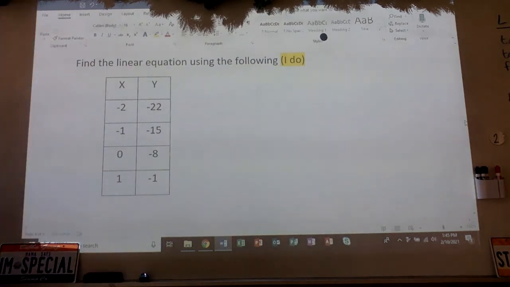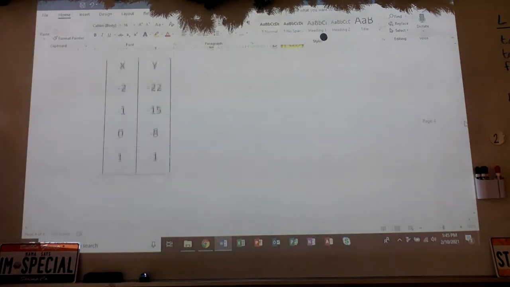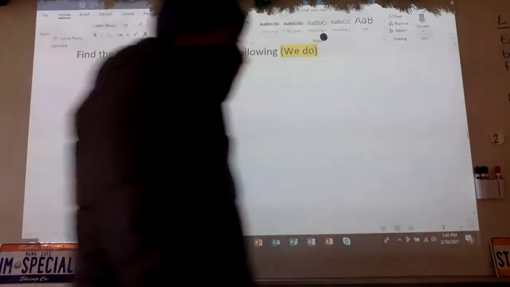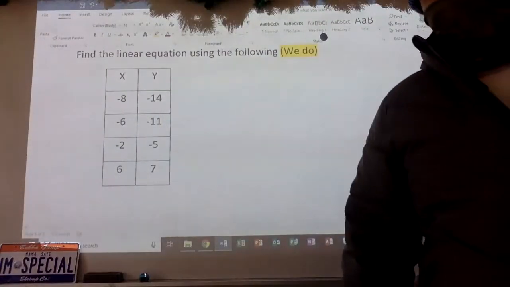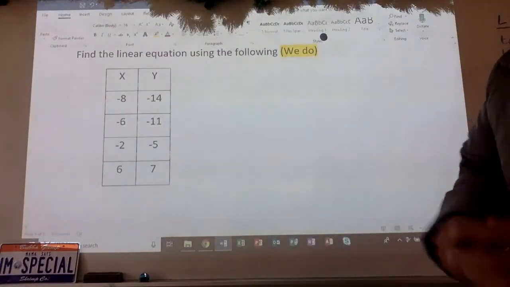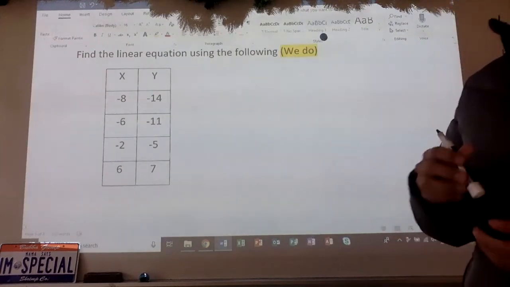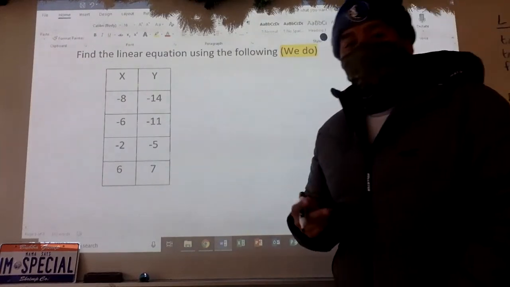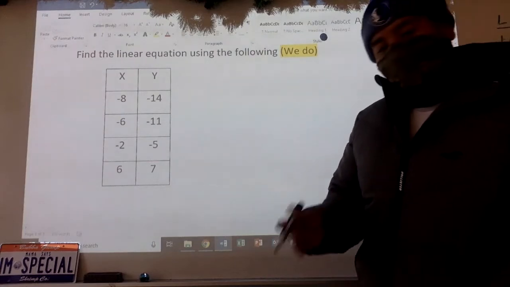Let me do the next one. Still doing the same thing. Obviously, if you were in class, I go more in detail, but I just want to go over the ones that are going to be mostly on your test. So now I don't have 2 points, I have 4. But the process is still the same.